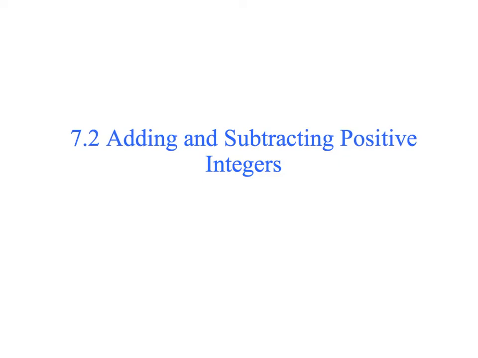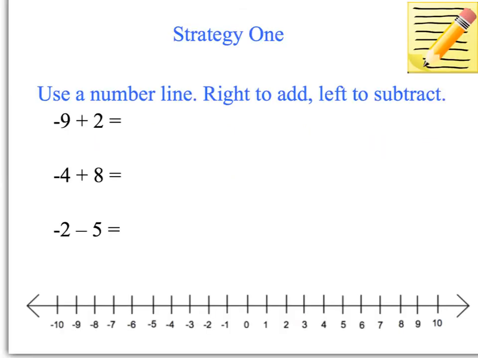Okay, now we're up to 7.2, which is adding and subtracting positive integers. So the last lesson we learnt about what integers were. So now we're going to be able to add and subtract the positive integers. So remembering the positive integers are the ones to the right of the 0 on the number line. So we're going to work with that.